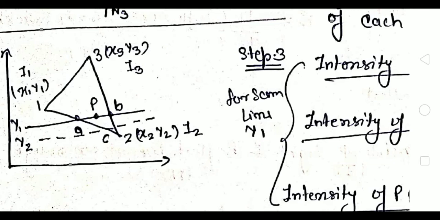Here one scan line, y1, is coming and intercepting the polygon at the 1-2 edge and the 2-3 edge, at points A and B. You have to find the intensity values of A and B, and in between A and B there is one point P. For these three points you have to find the intensity value. So how can you find it?